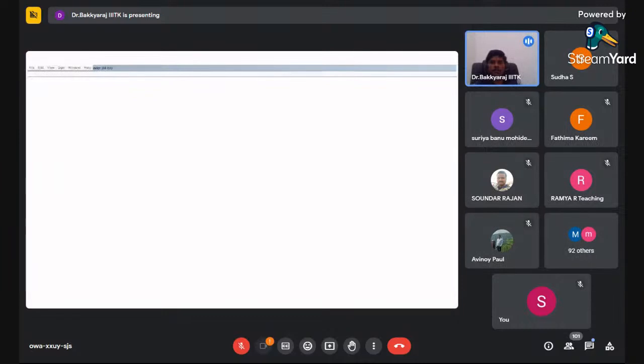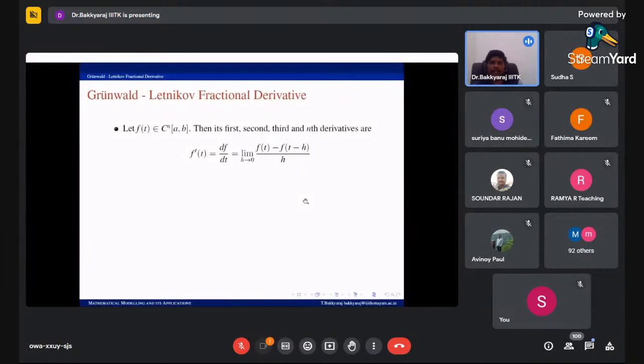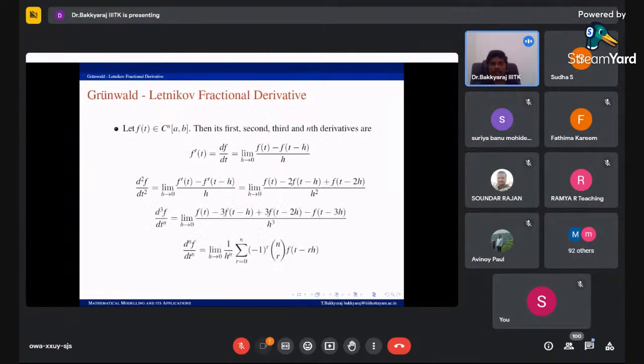So this is the first derivative, second derivative, third derivative, and so on. This is an nth derivative. We can represent it in polynomial type, as a finite sum. This is our classical nth order derivative of a function f. You can write it in this manner, right?